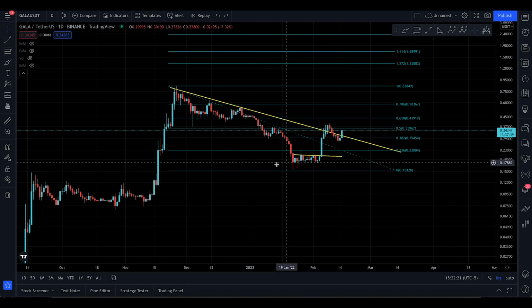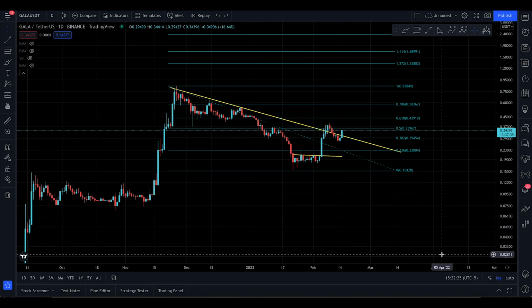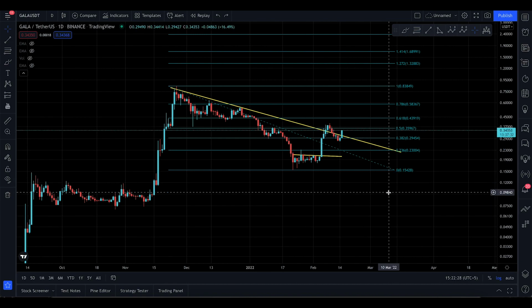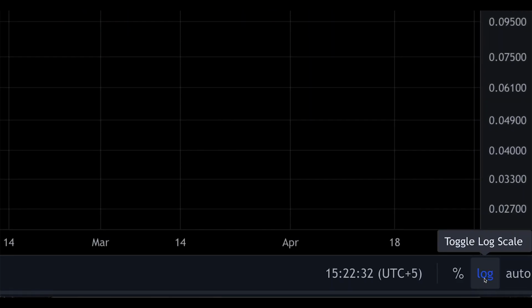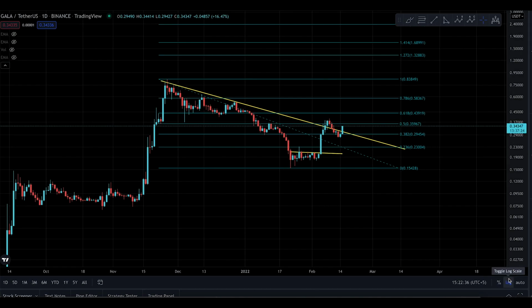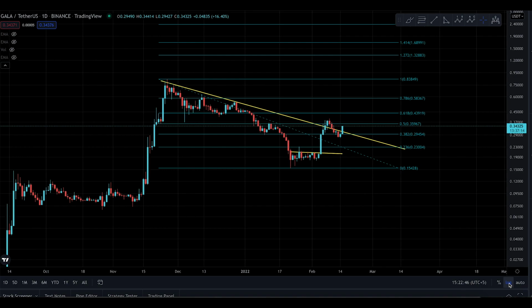Now there's one thing that tells me that GALA is about to get very, very, very bullish. Down at the right bottom, I actually turned on the log scale. Okay, so this is a log scale. What I'm going to do is turn it off, and a different pattern is going to form. Let me just show you that. So here's the log scale turned off, here's the log scale turned on. It actually gives you two different charts.